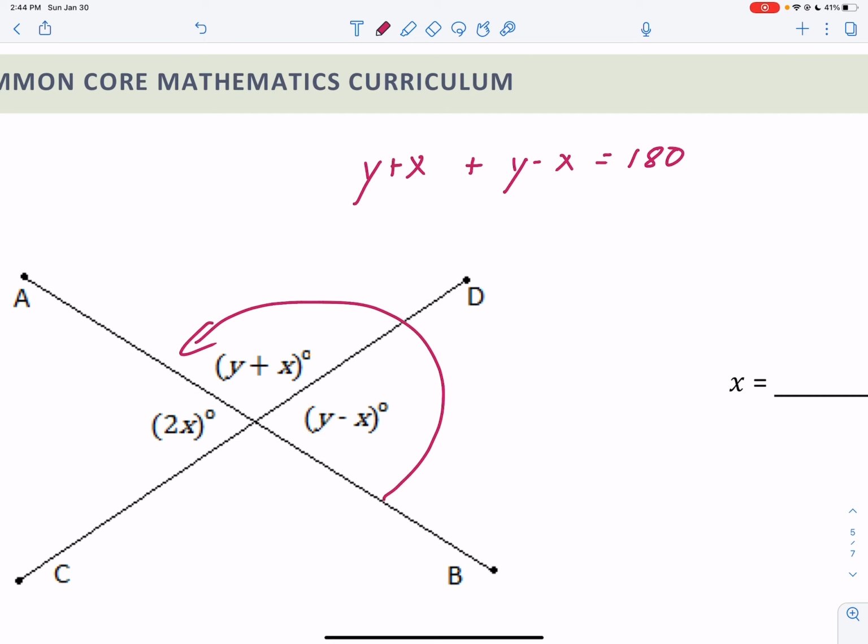So let's simplify a little bit. Y plus y is 2y. X plus negative x is 0, so it cancels. So then we divide both sides by 2, and we get y is equal to 90. Interesting. Y is equal to 90.